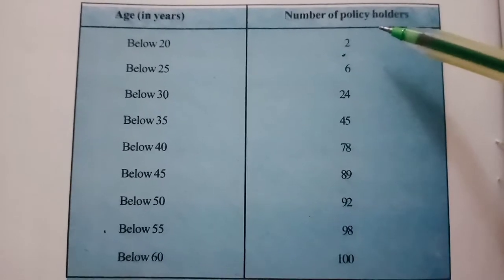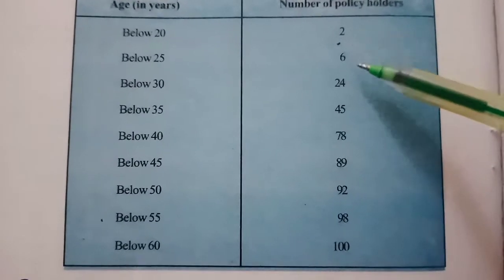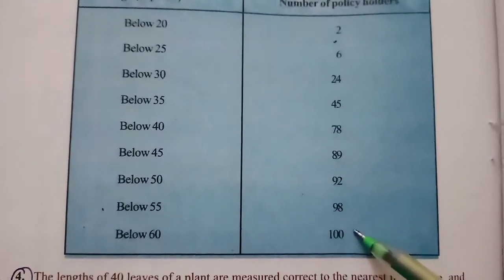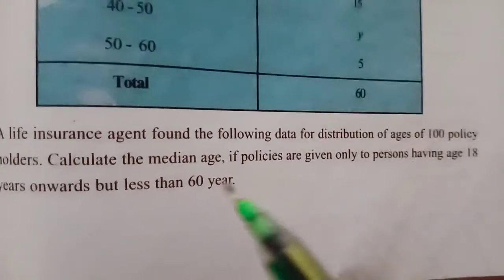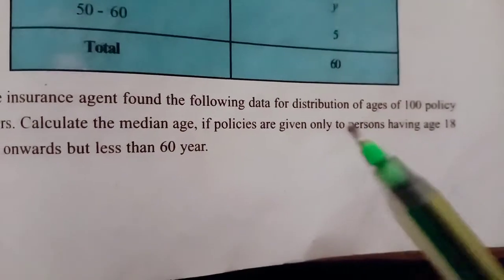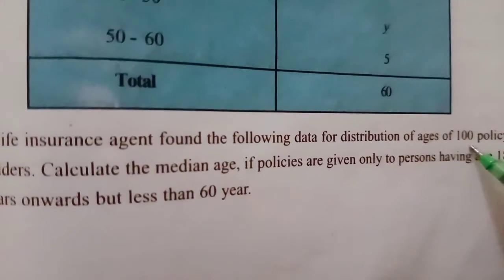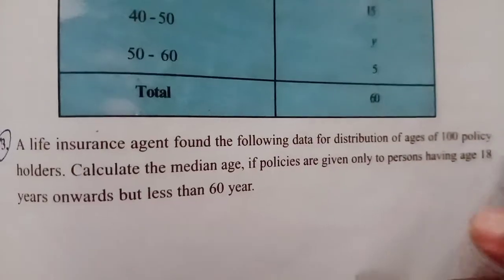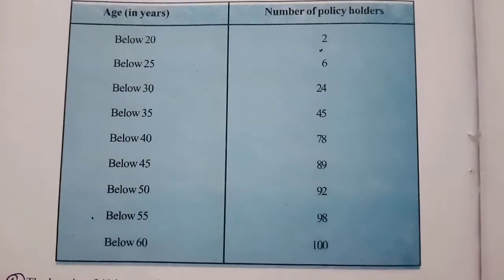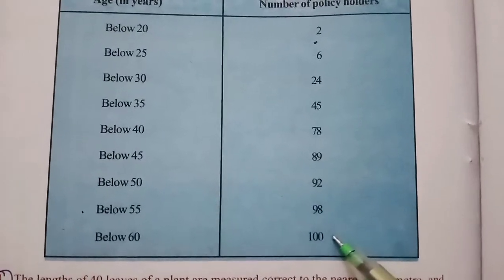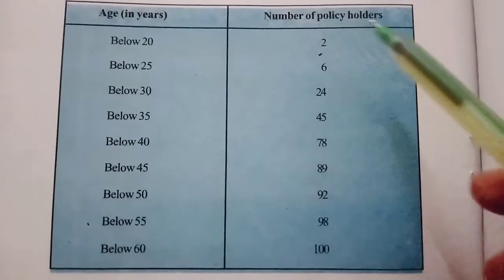You can just observe here the number of policy holders. Just see the order. You can see that it is in ascending order and at the last you have 100. And if you read the question, a life insurance agent found the following data for distribution of ages of 100 policy holders. So what is the total frequency? What is the n value here? n is 100. As I told, in less than cumulative frequency, the total number of observations will be at the last. So you can observe, but he has not mentioned that it is LCF.